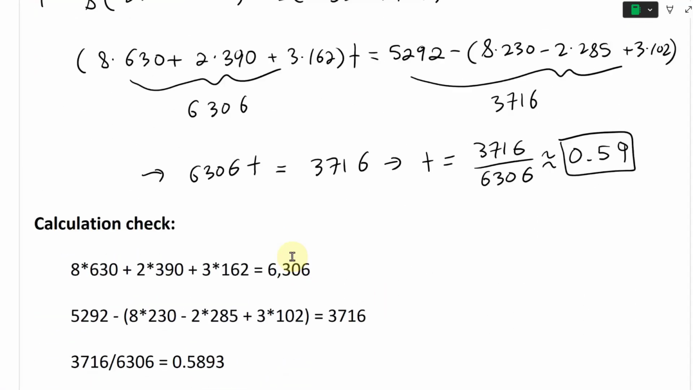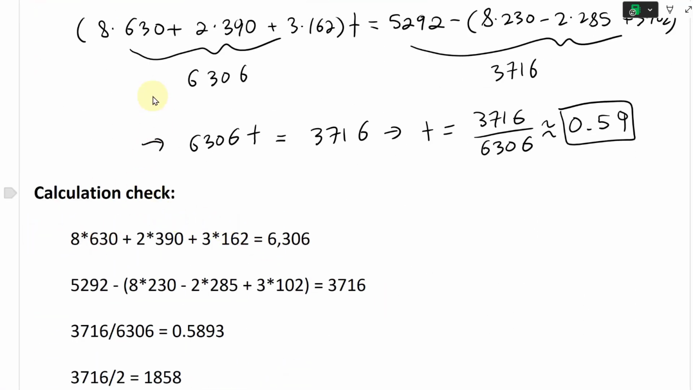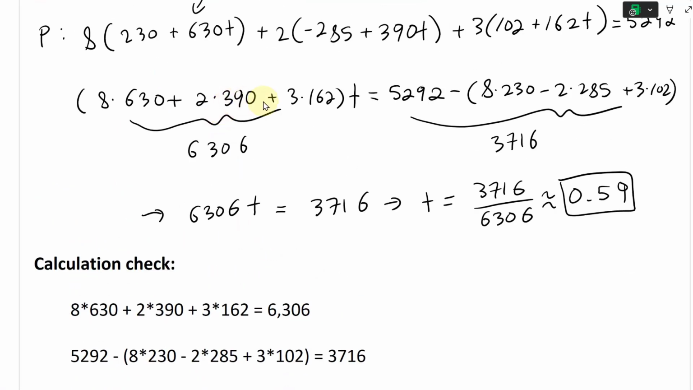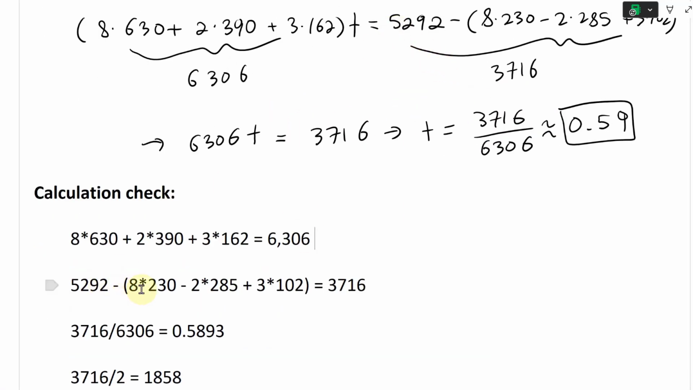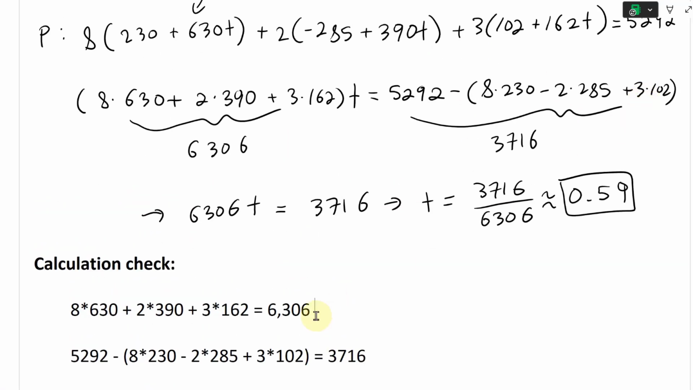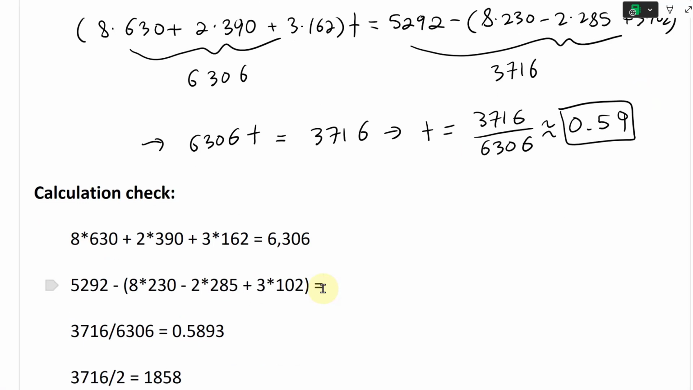Alright, so now that we have that, let's do a calculation check. So we'll have this 8 times 630 plus 2 times 390 plus 3 times 162. And we get this right here, 6306. And then next up is 5292 minus 8 times 230 minus 2 times 285, and then 3 times 102. Put that all in there, 3716.